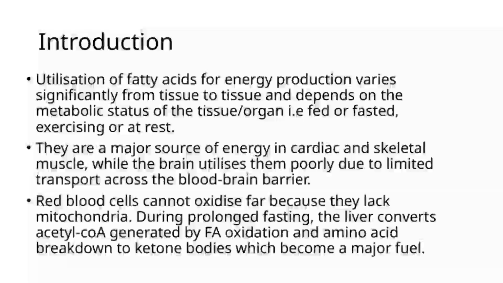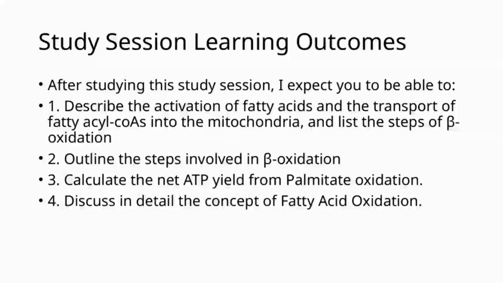After studying this session, I expect you to be able to describe how fatty acids are activated and how fatty acyl-CoAs are transported into the mitochondria. We'll also go over the steps involved in beta-oxidation. Additionally, I want you to be able to calculate the net ATP yield from palmitate oxidation. Finally, we'll discuss in detail the concept of fatty acid oxidation itself. These learning outcomes are essential for understanding how fats are used as an energy source in the body. Let's make sure to connect these points to the bigger picture of metabolic pathways and energy production.